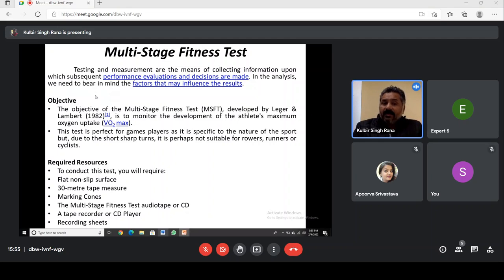So the requirements for conducting this test will be a flat, non-slippery surface, a 30 meters measuring tape to measure the 30 meters distance, marking cones, the multi-stage fitness test audio tape or CD, and then the recording sheets, where we'll record the time and durations. And one more thing, we need stopwatches to note the timings, right?